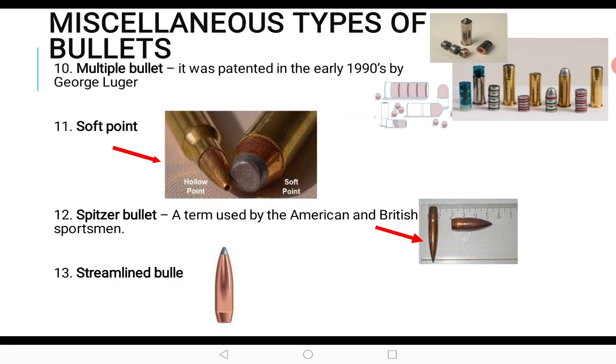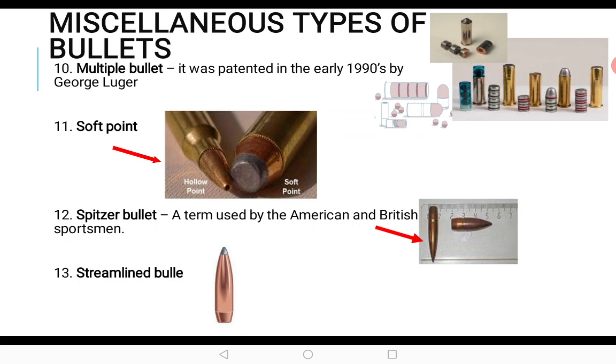And then we have the soft point. Okay, the soft point bullet, it refers to any type of bullet with, okay, meron siyang jacket, a jacket that has its nose exposed, no? And it is capable as well of deforming upon the impact. Okay, common ito sa mga hunting purposes, itong soft point bullets.